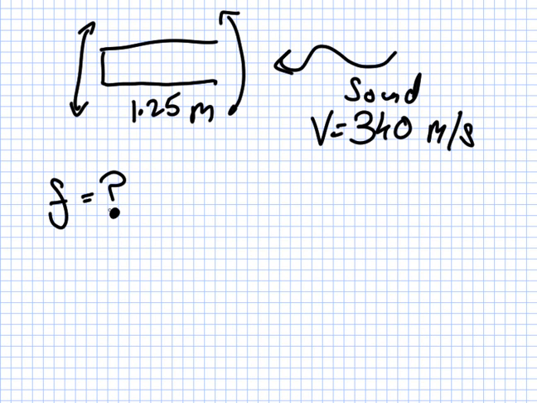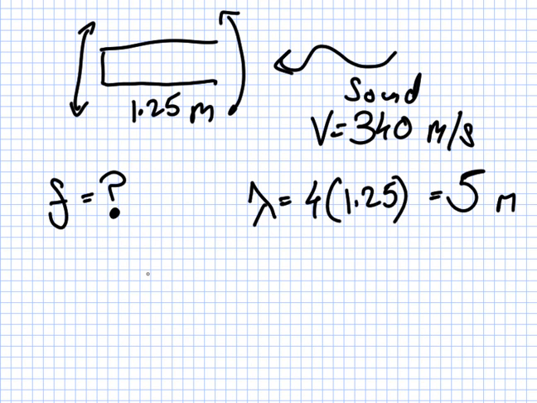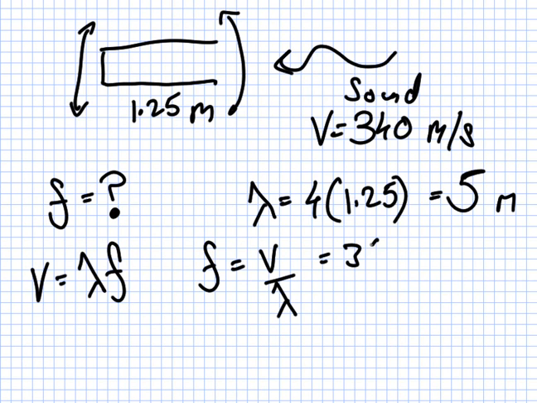Okay, let's have a look at this. So the first thing I'll do is I know that the wavelength is 4 times 1.25. That's equal to 5 meters. And then we also know that v equals lambda f. So f equals v over lambda, which is 340 over 5, which is 68.